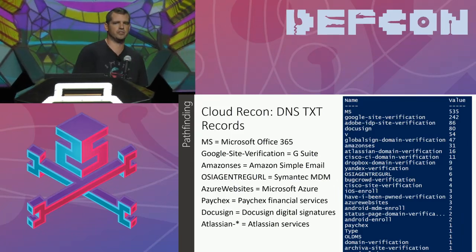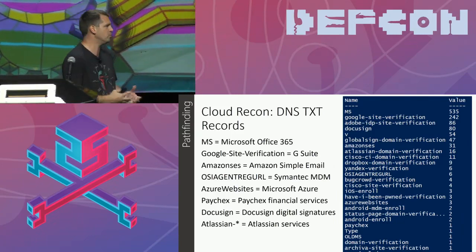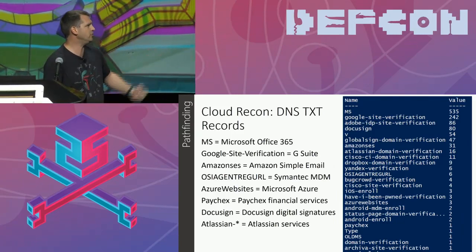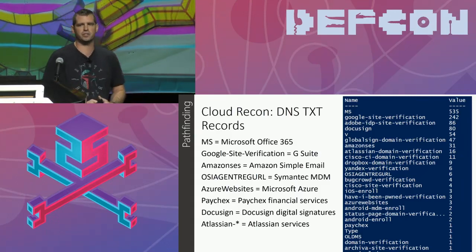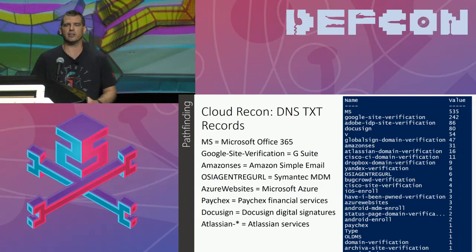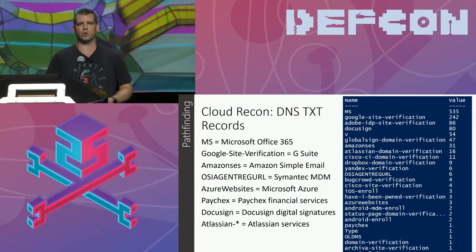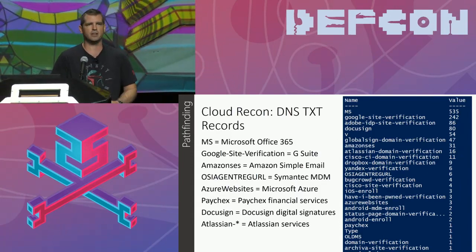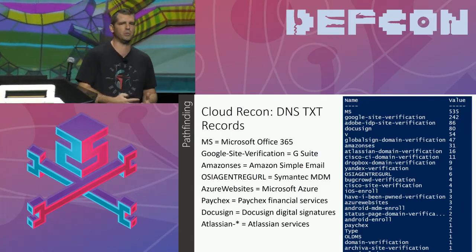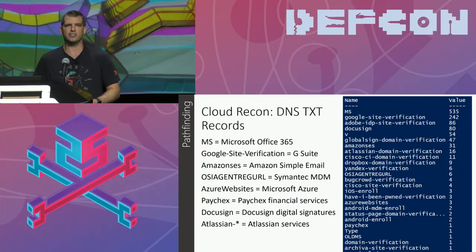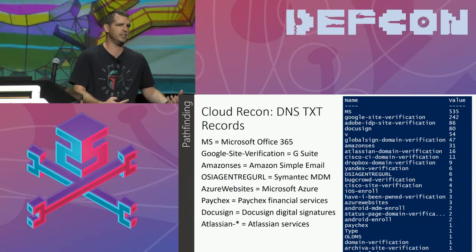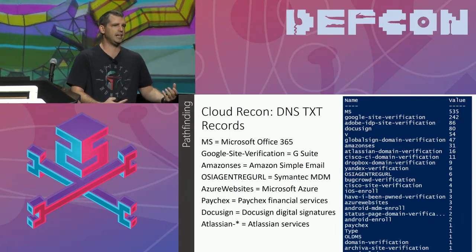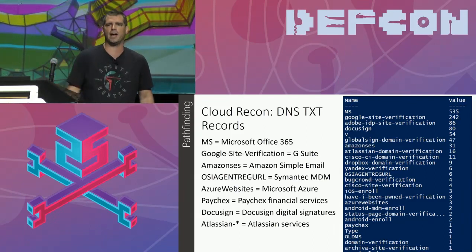You can also find some other interesting things in the TXT records within DNS, such as if they're using Amazon Simple Email or their MDM system. I found a bunch of Symantec MDMs that are configured here, and they actually point to what that system is running on. Or if their website is running Azure websites. And the things that I thought were really interesting were Paychex, DocuSign, Atlassian, just to name a few of these cloud services that actually get registered and configured in DNS to identify this domain as a customer of that cloud service.